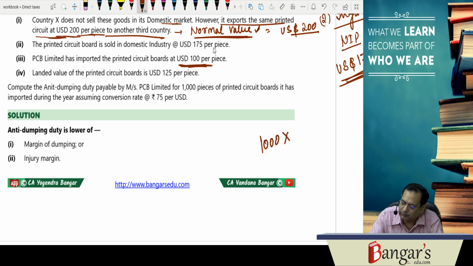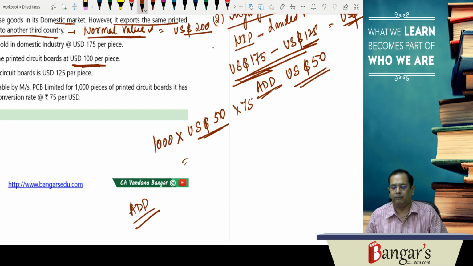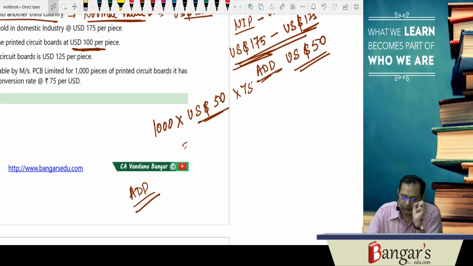1000 pieces have been imported, and anti-dumping duty will be US dollar 50 per piece, and conversion rate is 75. So this will give you the amount of ADD to be levied. Remember, this is the amount of the anti-dumping duty, lower of the margin of dumping. What is basically the margin of dumping? The difference between the normal value and the export price. Injury margin is the non-injurious selling price minus the landed value. So basically, lower of the two, anti-dumping duty will be levied here.